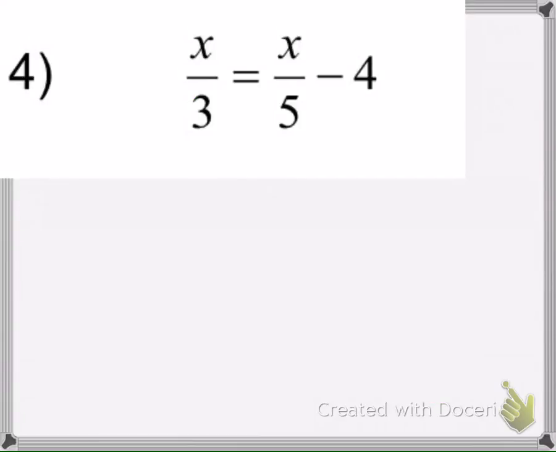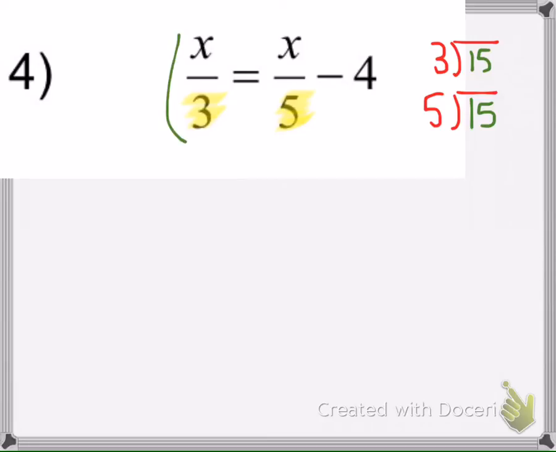So if we want to clear the denominators, we need to think of a number that 3 and 5 can go into. So we could pick 30, but instead of picking 30, I'm going to pick a smaller number, 15. Now, if you didn't realize it was 15, you could go with 30. So I'm going to multiply everything by 15.